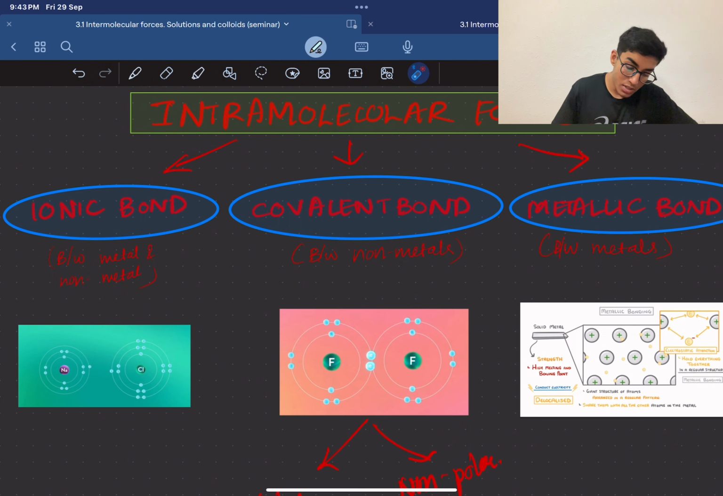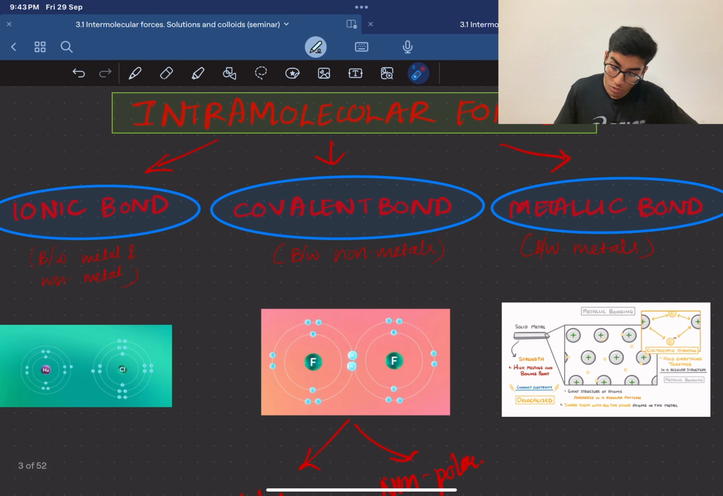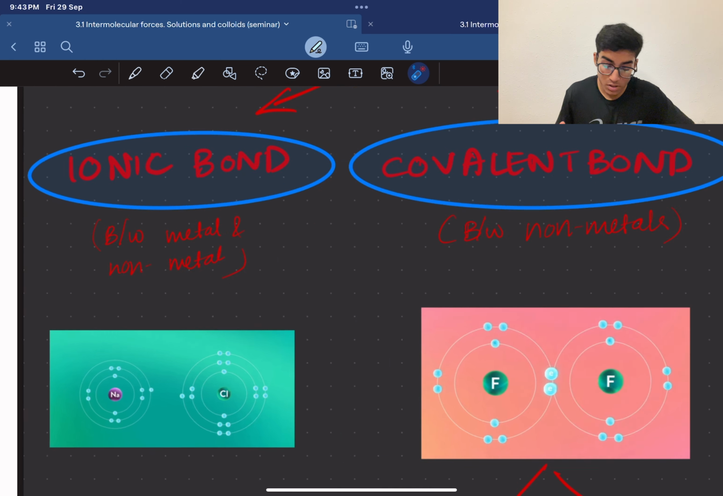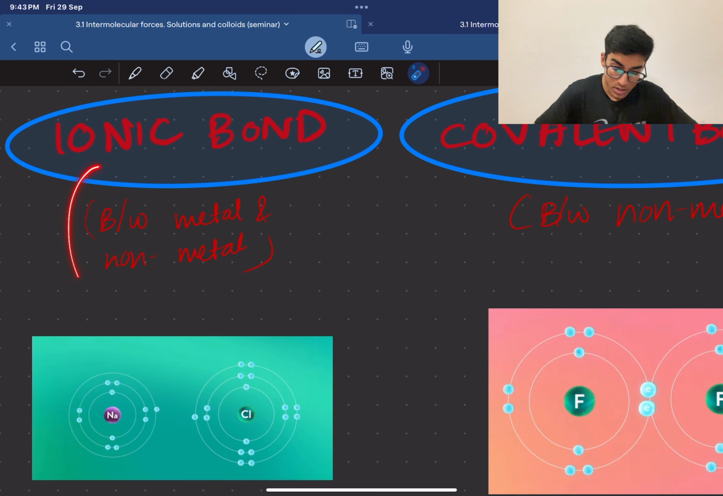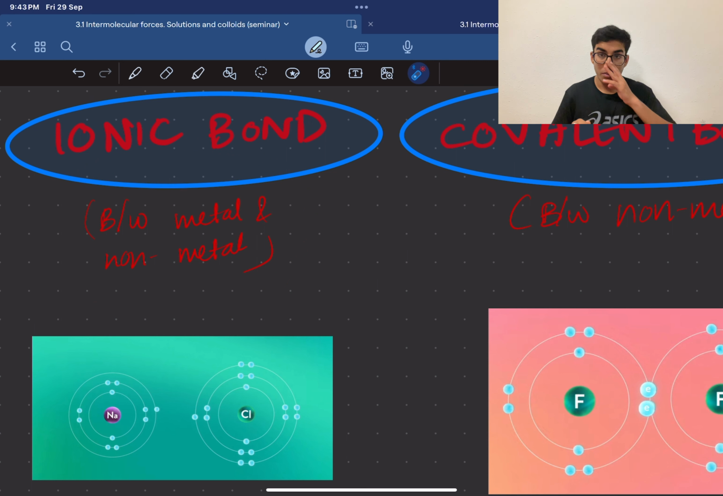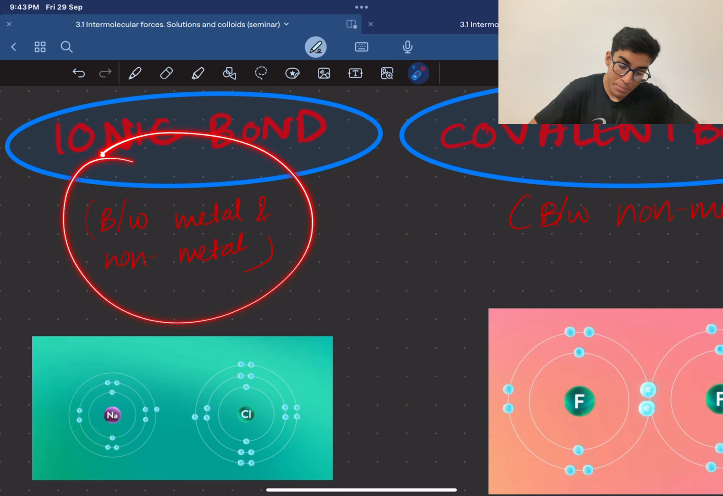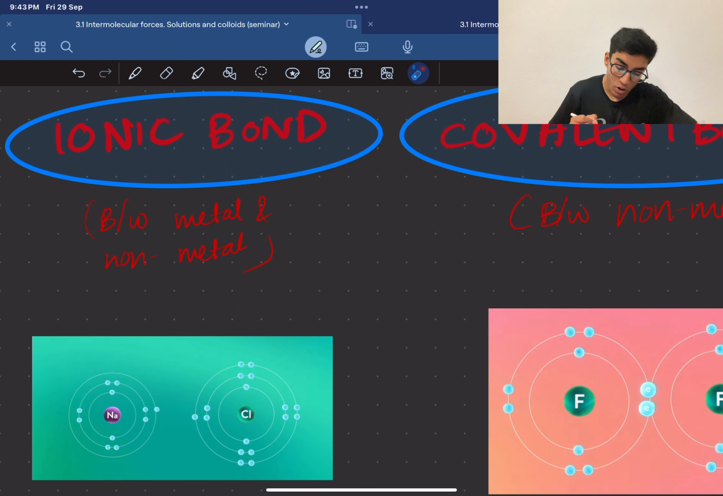There are three intramolecular forces: ionic bonds, covalent bonds, and metallic bonds. Let's look at ionic bonds. They take place between metals and non-metals. This is very important because this is how you identify the bonds. Between metals and non-metals, we have an ionic bond.